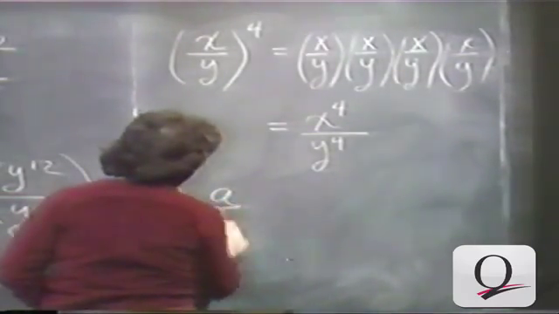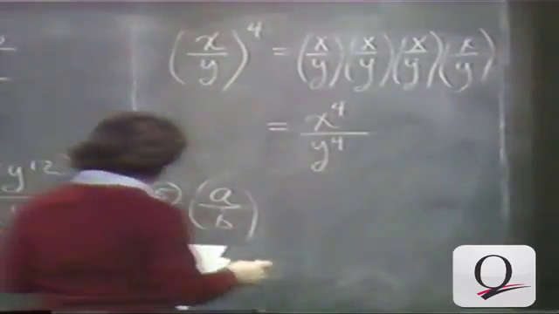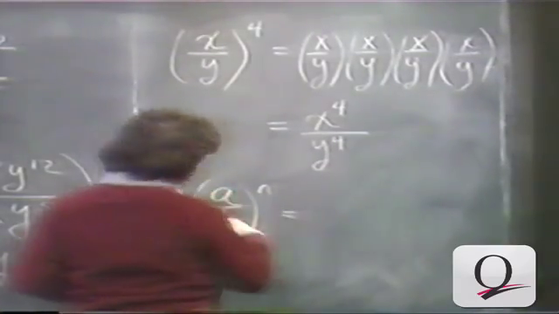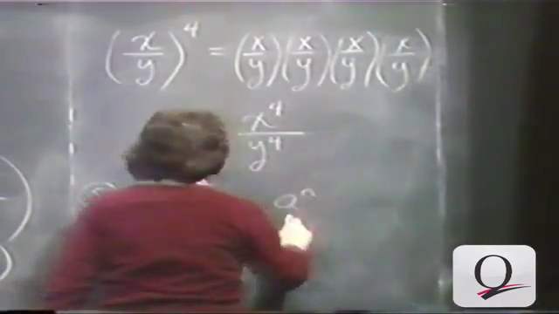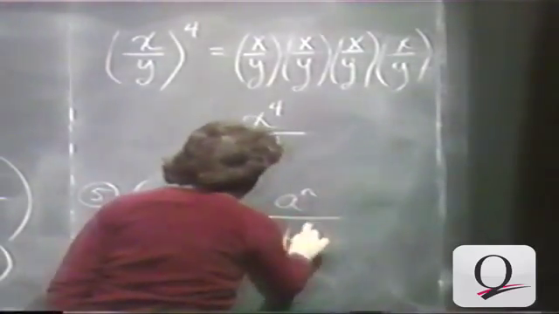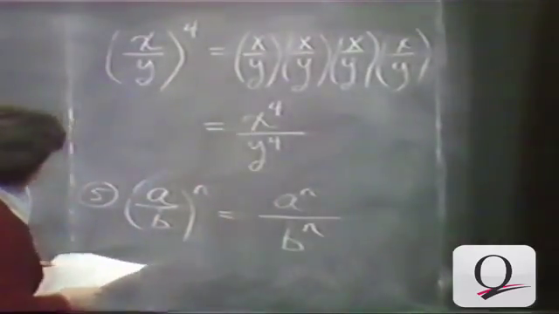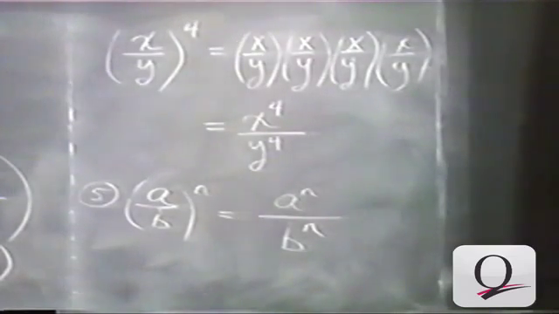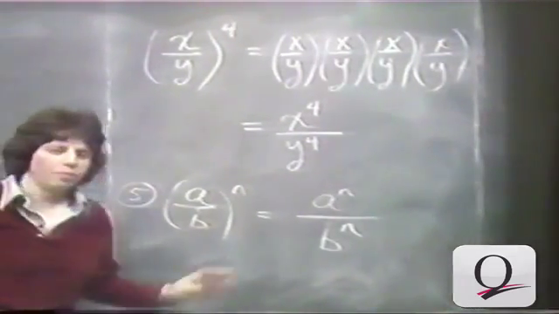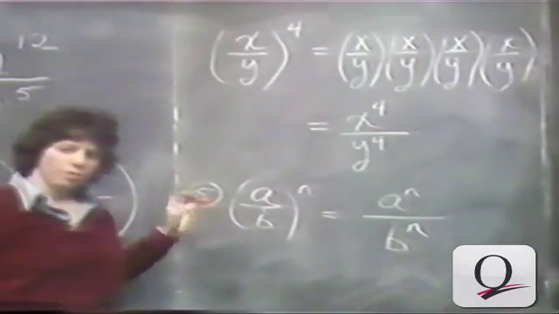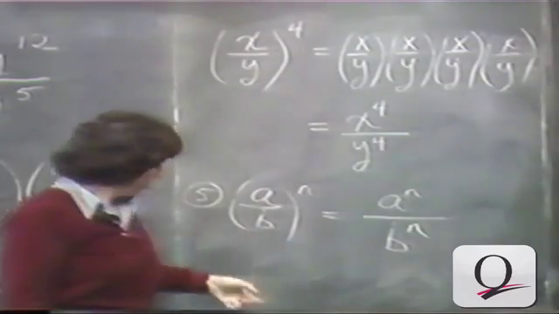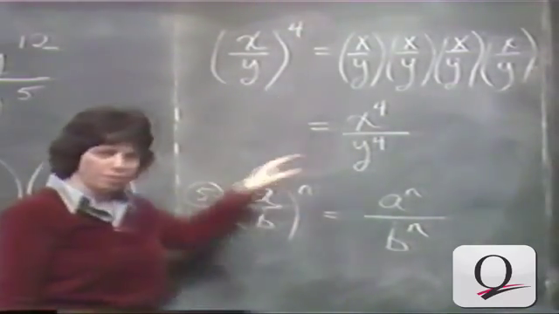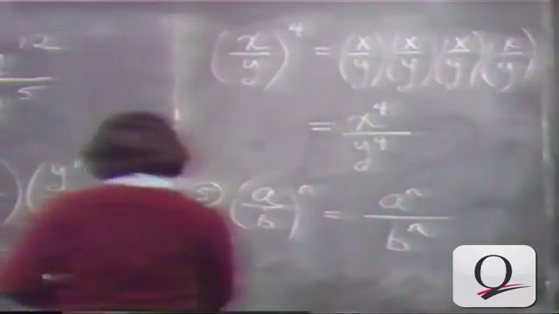If you have a over b, a fraction to the nth power, once again assuming that the denominator is not 0, it's going to be the numerator to that power, a to the n, divided by the denominator to that power. And this is similar to the rule we had for products. A product to a power, you take each factor to that power and multiply it together. A fraction to a power, it's the top to the power divided by the bottom to that power.